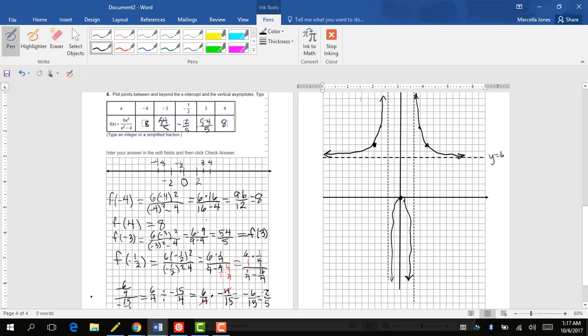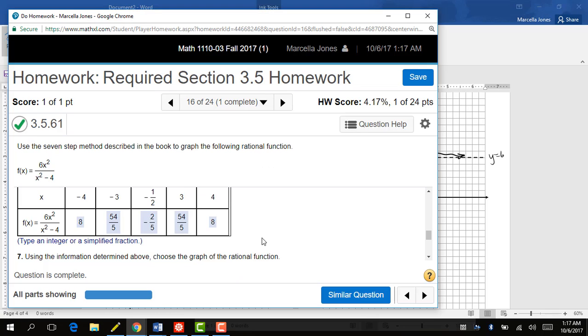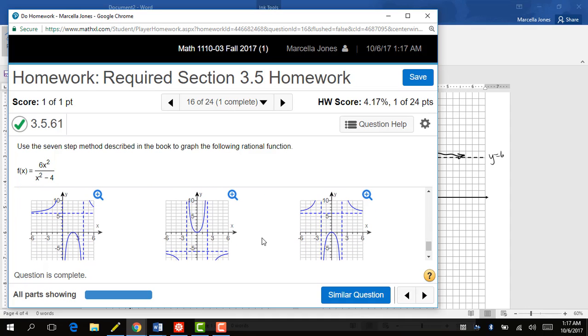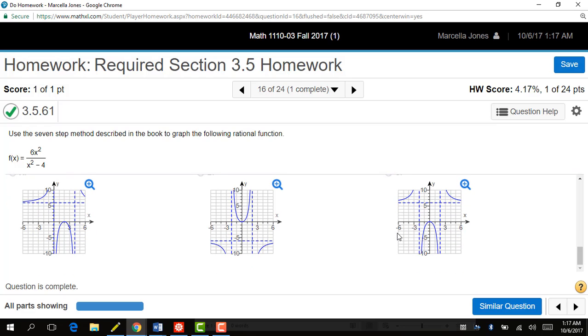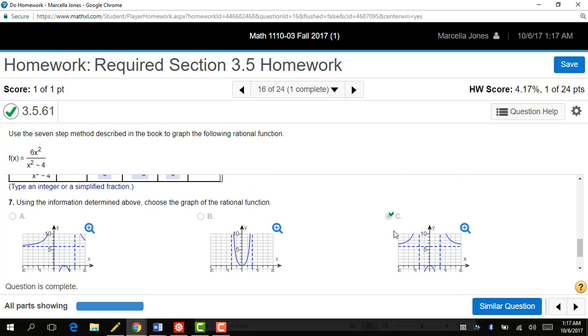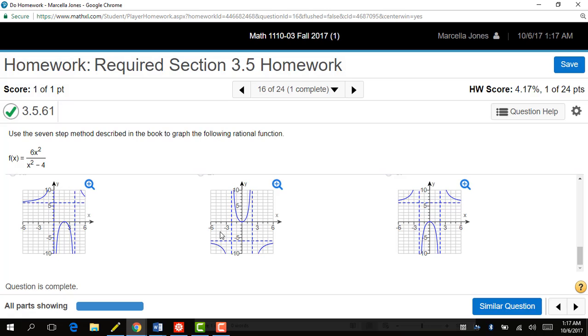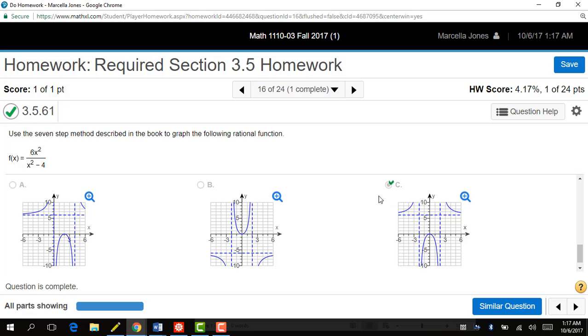So let's go to my math lab and let's pick the graph that most closely resembles that. And we'll notice here that it's this third graph, not the first one or the second one, but the third one. So that's the one I selected. And we were able to use all of the information to get that picture.